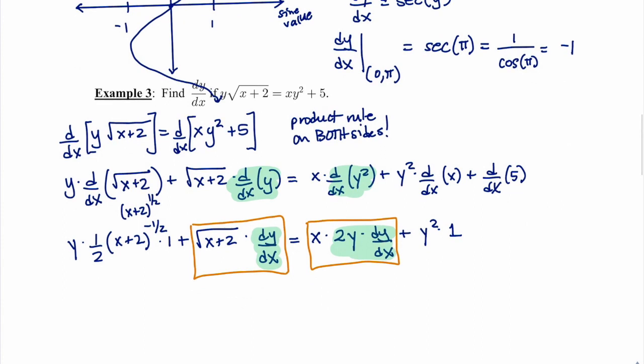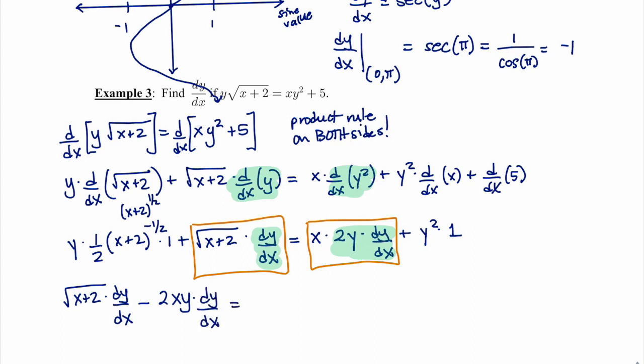So let's see, I'm going to get everything with the dy dx on the left. So I'm going to have square root of x plus 2 times dy dx. That's going to stay on the left. And that other group that I just put an orange rectangle around, that's going to need to move. So I'm going to subtract it from both sides. So I'm going to subtract 2xy times dy dx.